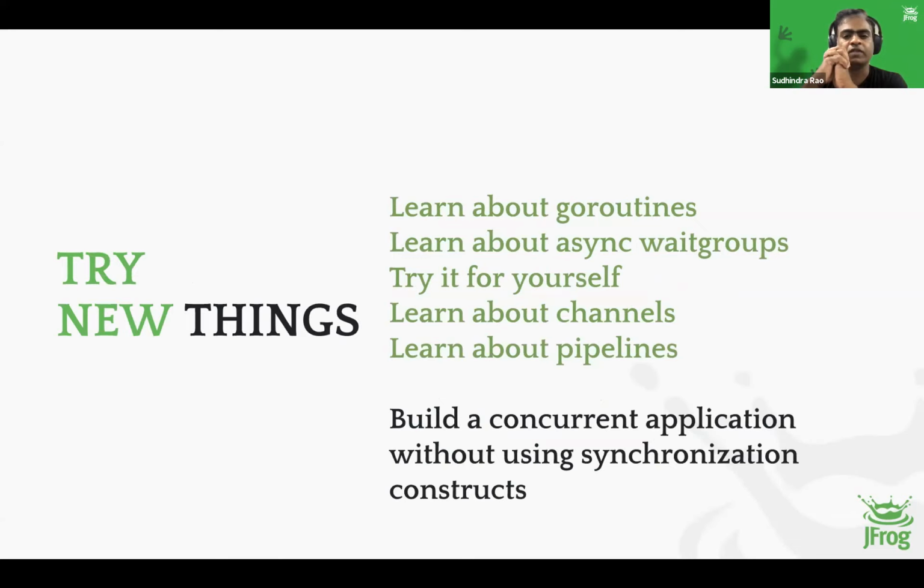So if you want to take anything away from this talk, then learn about Go routines, learn about how you can do the concurrency using async wait groups. Try it, build it for yourself, learn about channels, learn about pipelines, convert that same thing that you built with async wait groups into channels and pipelines, and see for yourself, right? And as a challenge, build a real application without using the old school synchronization constructs. It will feel different. It will feel like you have been liberated in some sense of managing these things.